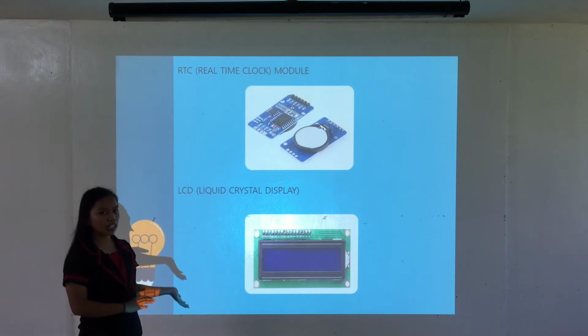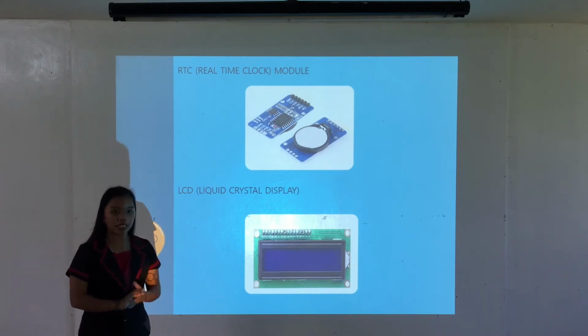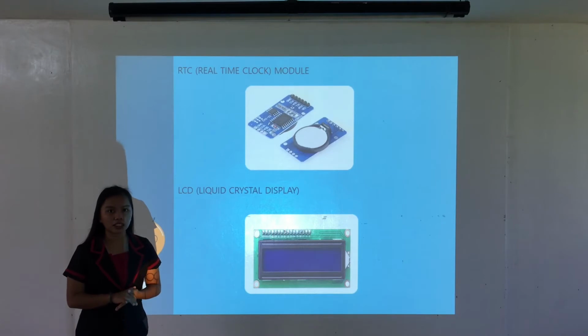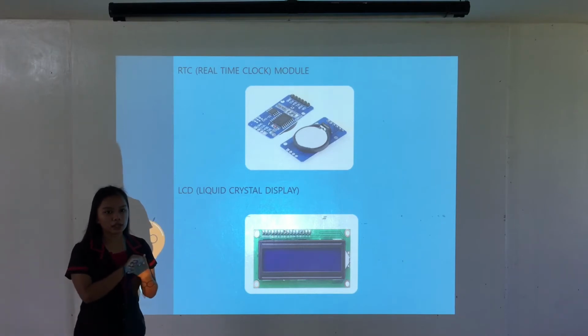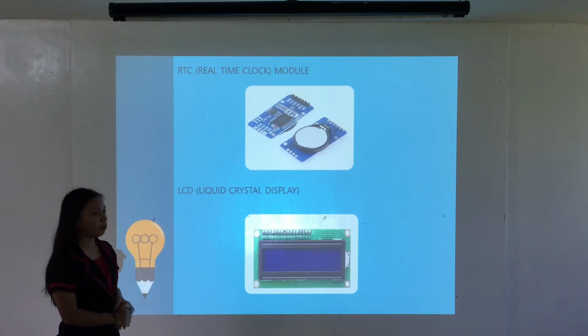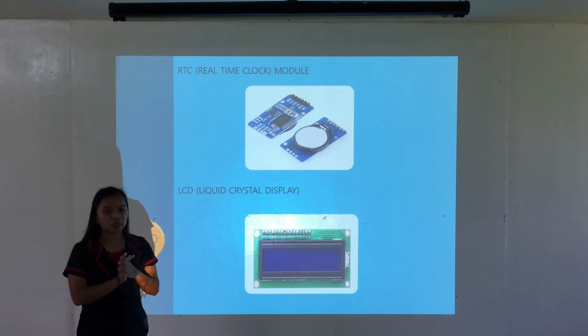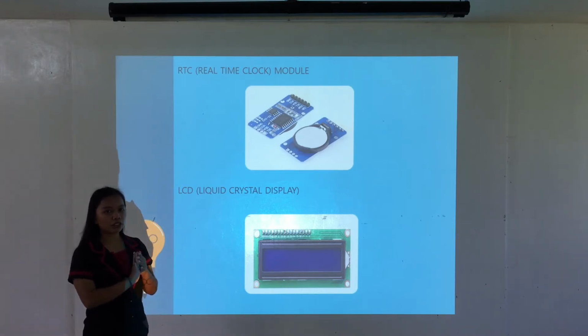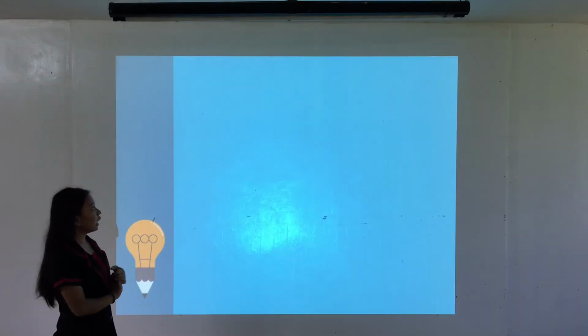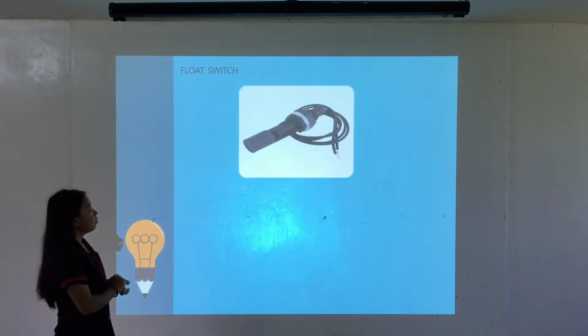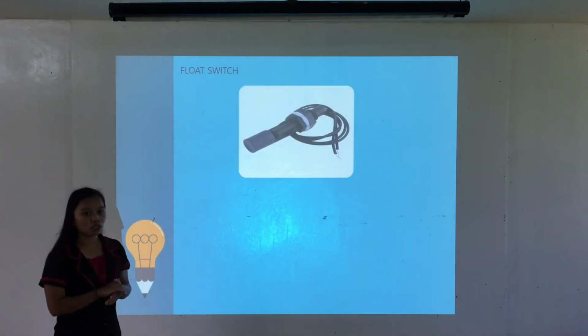So this is a flat panel display which uses liquid crystal in its primary form of operation. The LCD will be used to display or to provide the user with the status of the water level in the pan. So next is the float switch, or the float sensor.